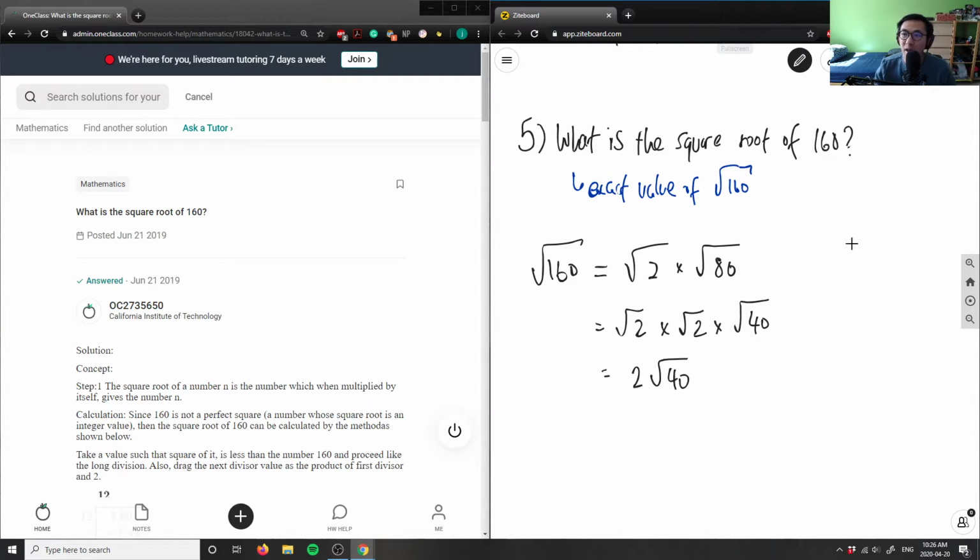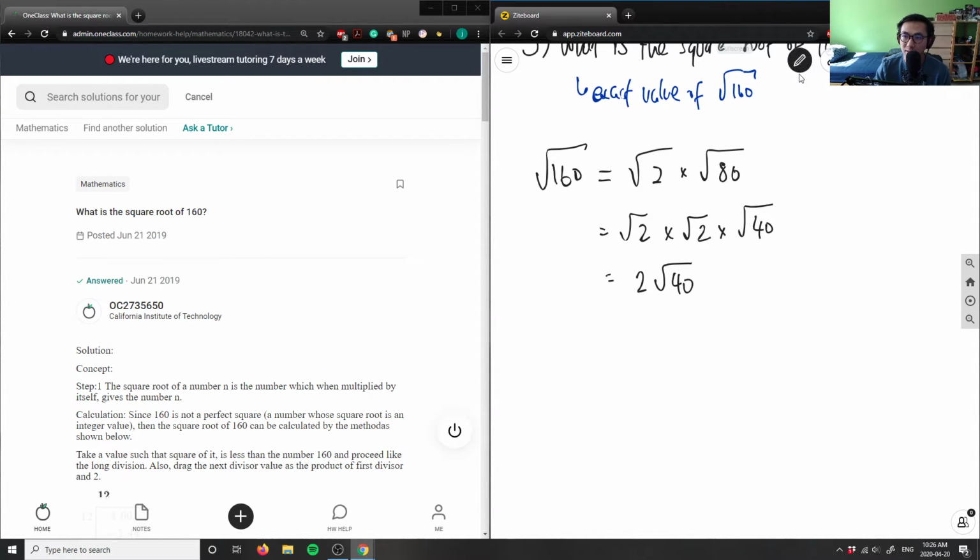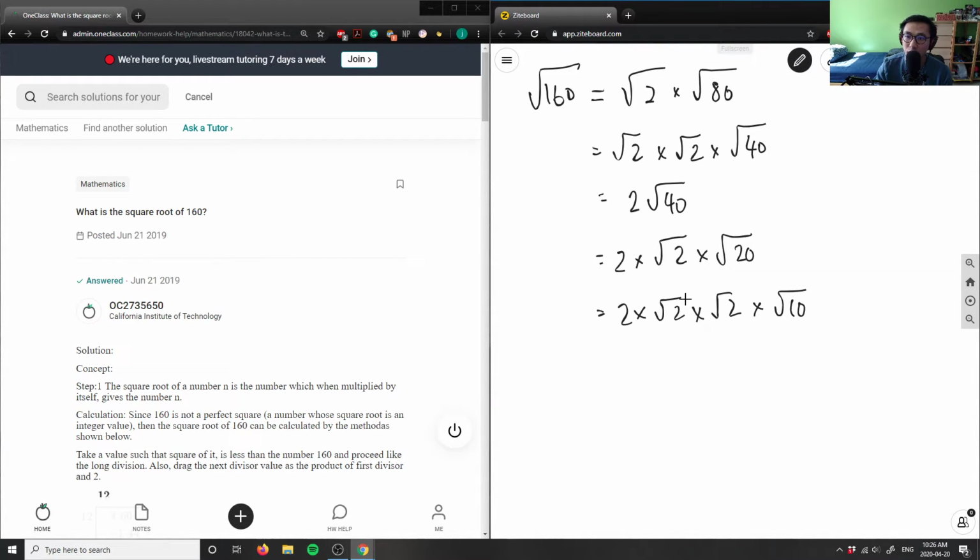Doesn't matter how you write it. And again, I can do the exact same thing for this 40 here. I see that 40 can be divided by 2. So you can say this is 2 times root 2 again, times root 20 in this case. 40 divided by 2 is 20. And then again, I can do the exact same thing with root 20. I can divide it by 2, right? So it equals 2 times root 2 times another root 2 times root 10. And now you can see that I have root 2 and root 2, the square roots cancel out. So I have 2 times 2 times root 10. 2 times 2 equals 4. So I have 4 times root 10, which is my answer.